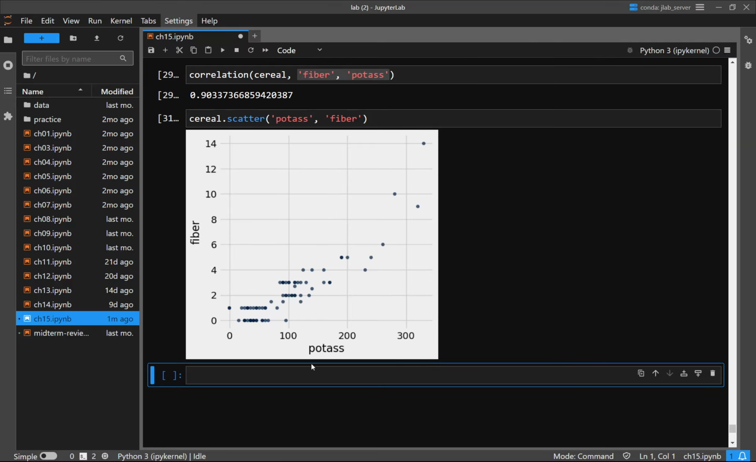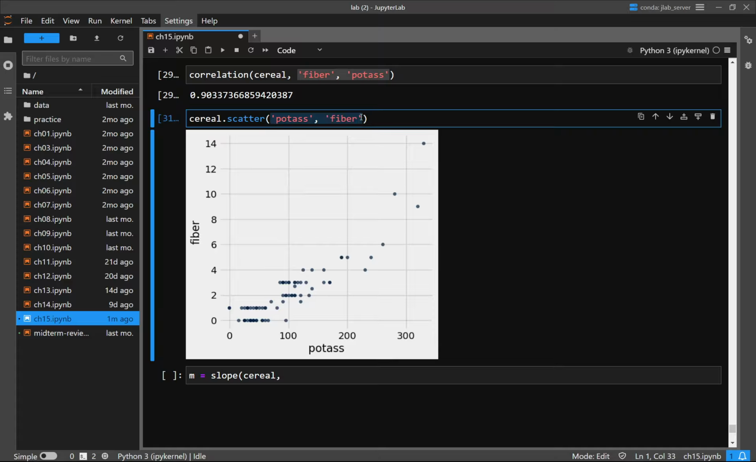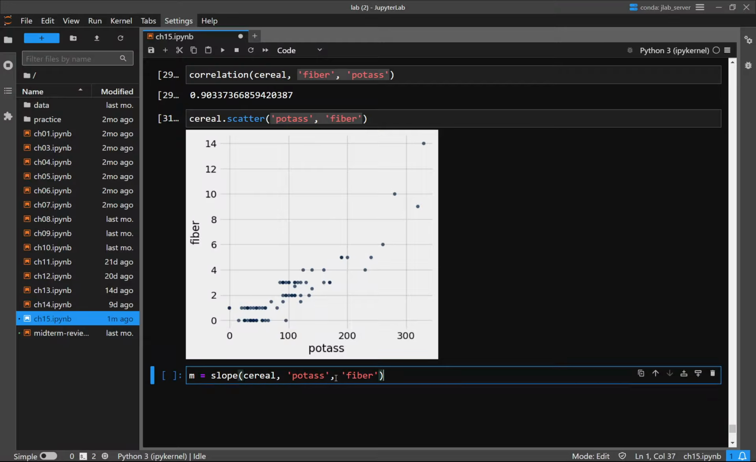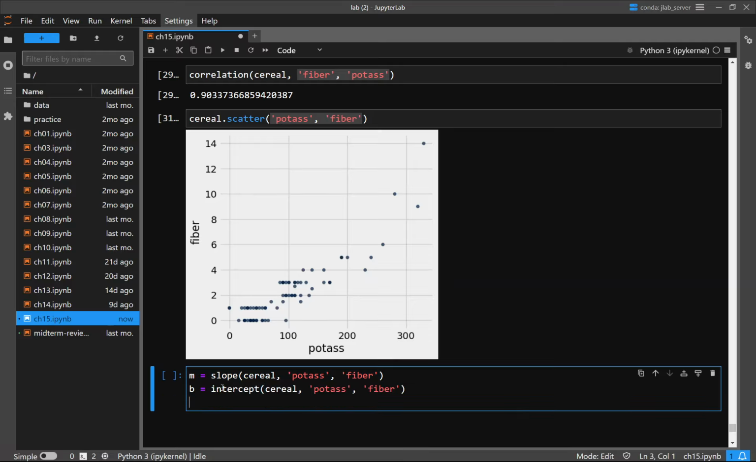That would be fun. So, all right, if we want to predict like that, potassium first, potassium predicting fiber, then, all right, we're going to do some function calls, right? We got to get our slope. The slope of our best fit line for the cereal table where potassium is predicting fiber, and same for the intercept, right? Let's try to do it all together. So B is that. Intercept. And we can get our predictions based on that.